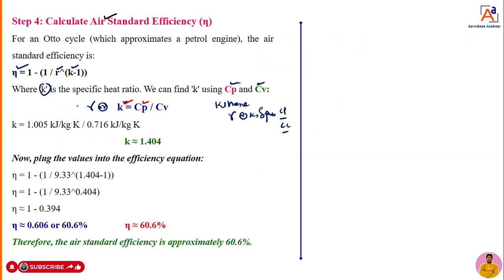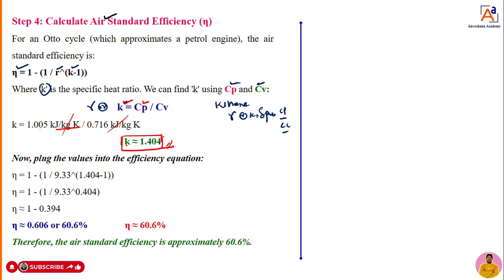With the help of that, I can calculate the value of K. So K is equal to 1.005 divided by 0.716, in kilojoules per kg Kelvin. Kilojoules per kg Kelvin get cancelled, so there is no unit for the specific heat ratio. After substitution and simplification, you are going to get the K value as 1.404. That we can take as 1.4. That is the specific heat ratio, K.